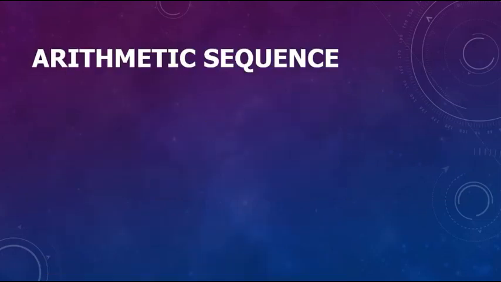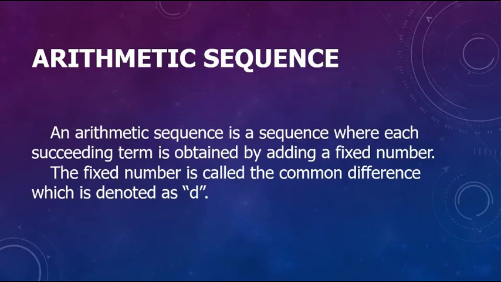Okay. So, this type of sequence is what we call an arithmetic sequence. An arithmetic sequence is a sequence where each succeeding term is obtained by adding a fixed number. Kagaya ng sinabi ko kanina, fix yung number na ina-add nyo. So, that fixed number is called the common difference, which is denoted by small letter d.